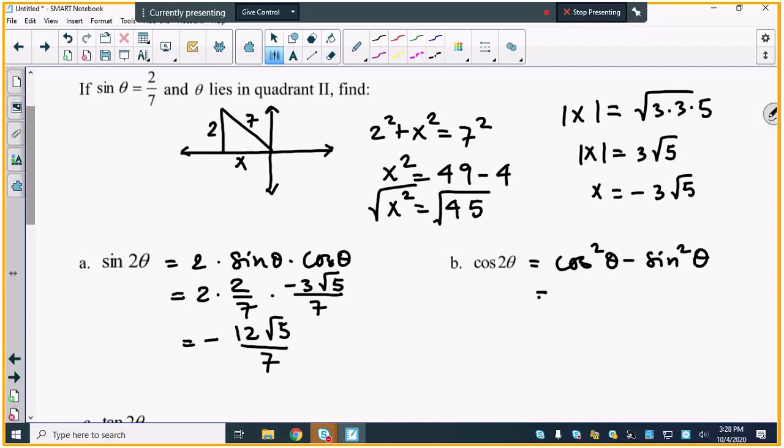Cosine 2 theta, you can say that this is cosine square theta minus sine square theta. So when I do cosine square theta, that will be negative 3 square root of 5 over 7 squared. So it is going to be positive. Top is going to be 45, bottom is 49. And minus 2 squared, which is 4, over 7 squared, which is 49. And I get 41 over 49 as the cosine 2 theta.